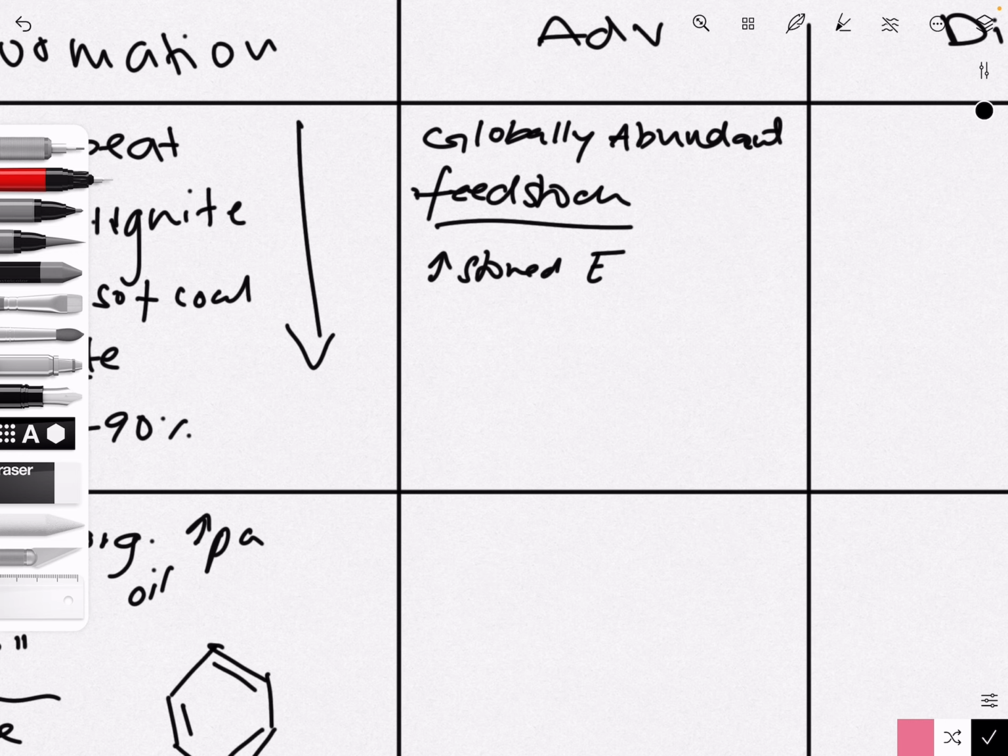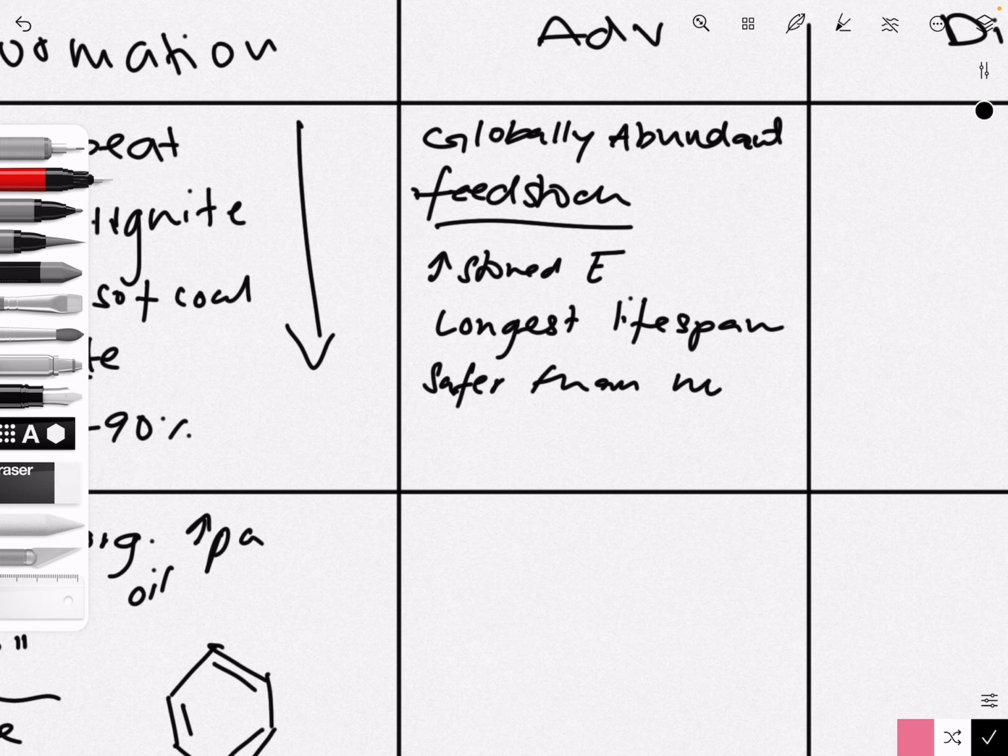And finally, as it is a solid, it will be the most stable of the three, meaning that it has the longest lifespan. So safer than nuclear power. And oh yes, another advantage of coal is that it can also be easily converted to synthesize liquid fuels or gaseous fuels, whereas the reverse is far harder to do.